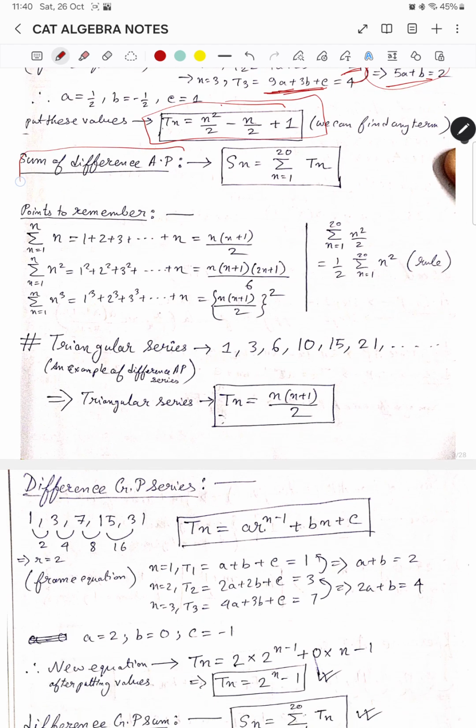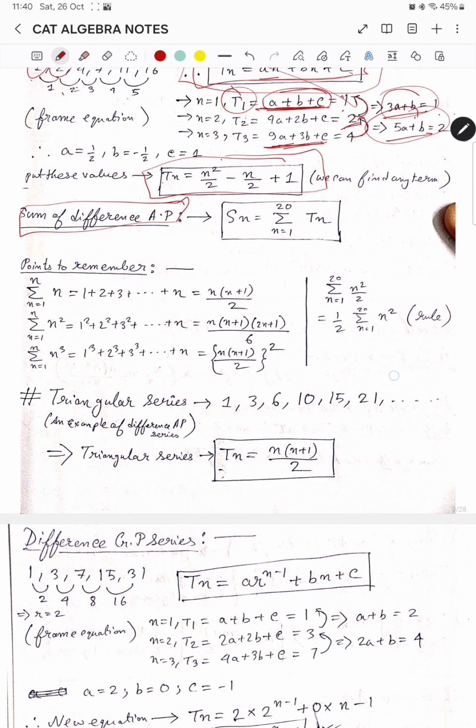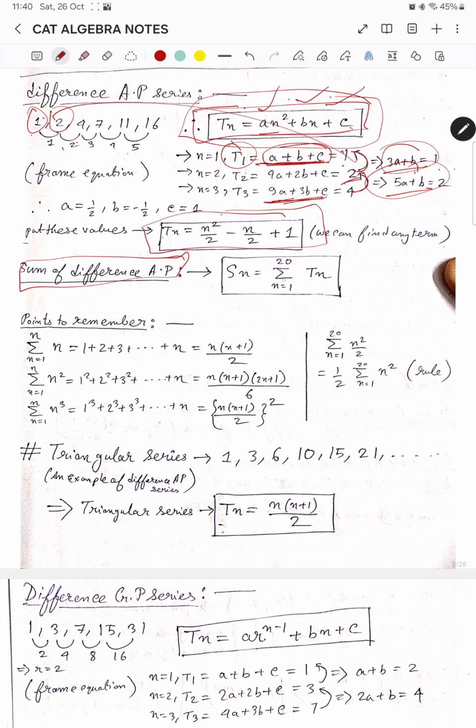Then you can find the sum of the difference AP series by putting whatever the range values are. If he asks the sum of the first 20, it is the sum of tn from n equals 1 to 20. When you find this tn, it will be in the form of n square by 2, n by 2, 1. How do you calculate that? That is when you need these points.